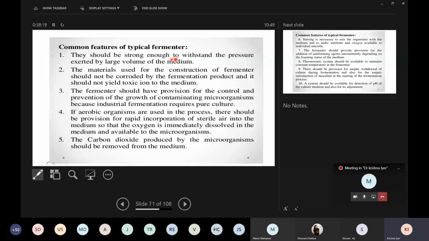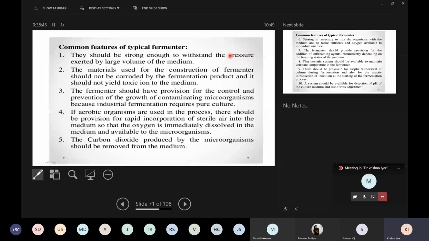And therefore the material which I use to make the fermenter has to be strong enough to withstand this pressure. Okay, so if I use things like copper, which are very malleable, ductile, they will simply bloat up. I cannot use a lot of plastics because they will simply expand under that much pressure.